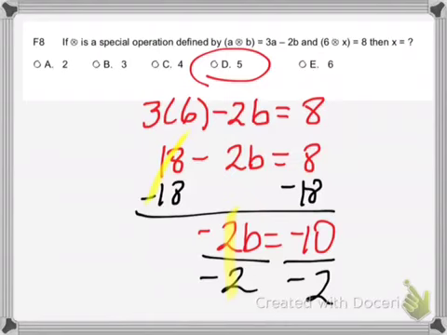Number 8, if the symbol is a special operation defined by A symbol B equals 3A minus 2B, and 6 symbol X equals 8, then what does X equal? So what I did was I substituted in 6 for A, and I got 3 times 6 minus 2B equals, and I know for them to be equal, they would have to equal 8. So I multiplied and got 3 times 6 is 18 minus 2B equals 8, and then I solved for B. So I eliminated the 18 on the left side by subtracting it. That gave me negative 2B equals negative 10, and then finally I divided by negative 2. So my answer is D, 5.